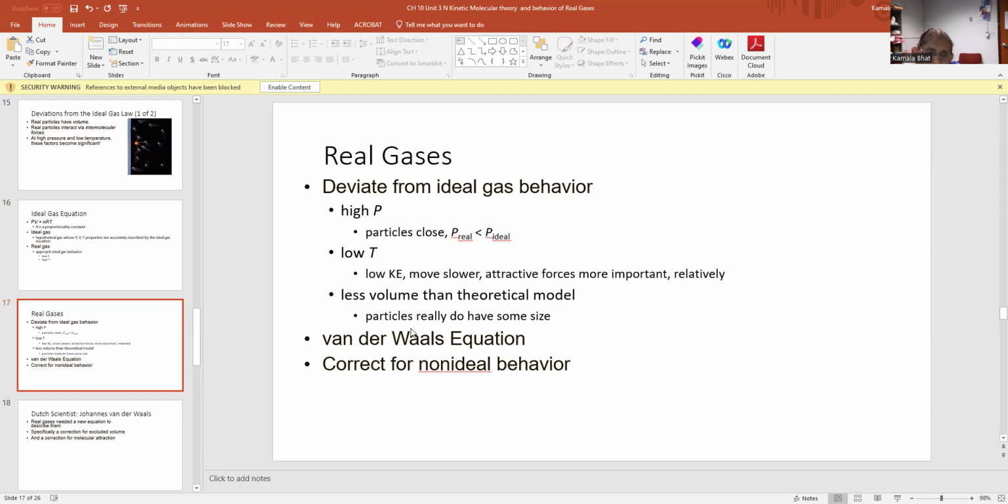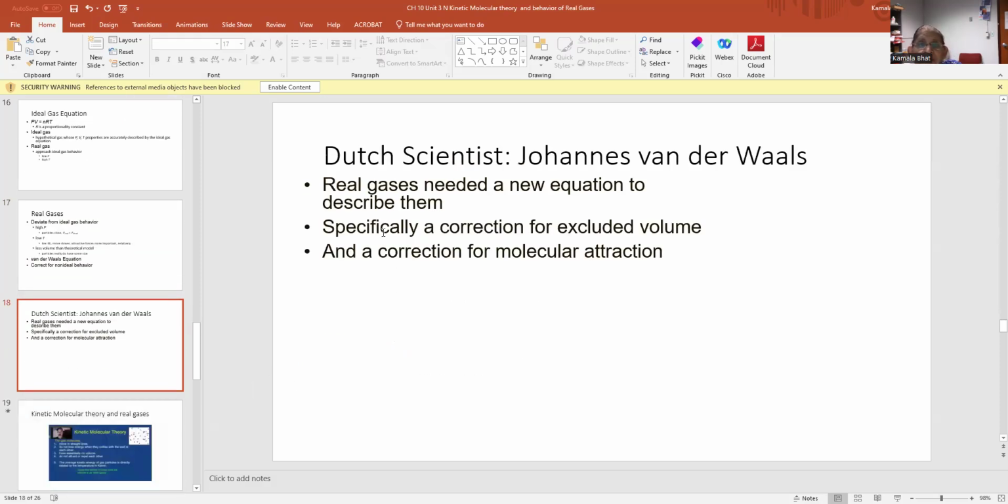This was done by Van der Waals, and it's called the Van der Waals equation. The scientist Johannes van der Waals said that real gases needed a new equation to describe them, specifically a correction for excluded volume and a correction for molecular attraction. The volume exclusion is subtracted from the total volume, and the molecular attraction correction is added to the pressure.